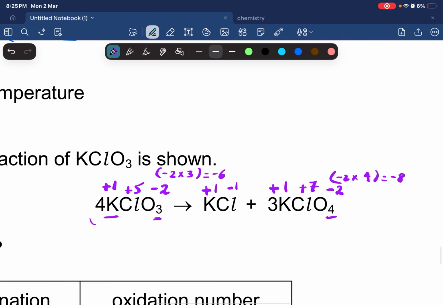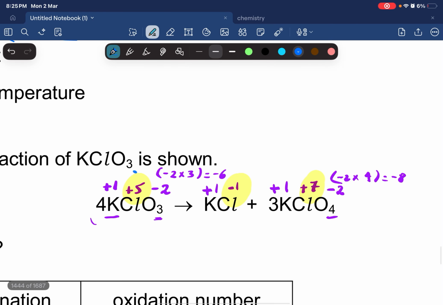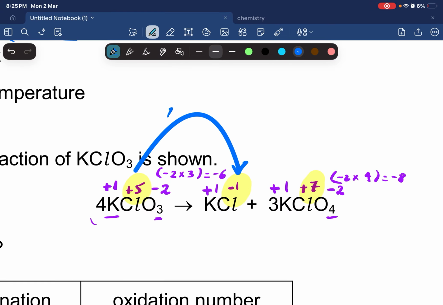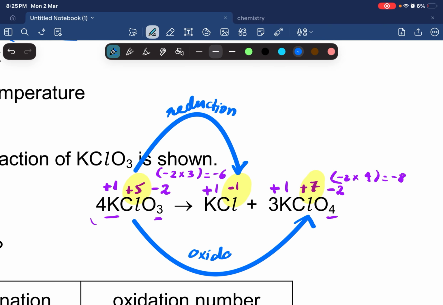Okay. So over here, I can see chlorine is changing from a +5 to a -1 and +7. Changing from a +5 to a -1, that's an example of reduction because your oxidation number is being reduced. And changing from a +5 to a +7, that's an example of oxidation because your oxidation number is increasing.